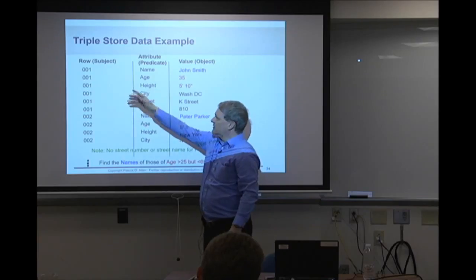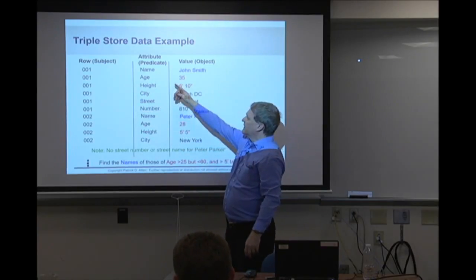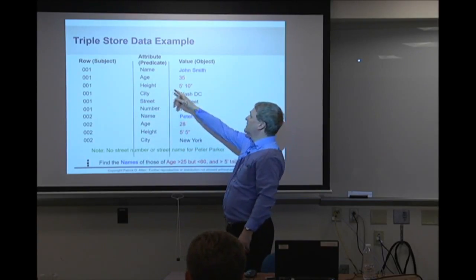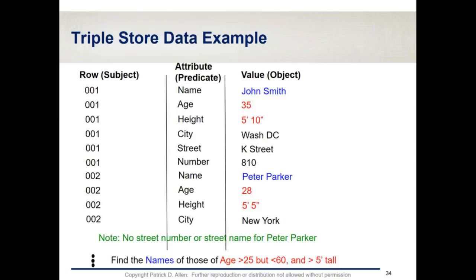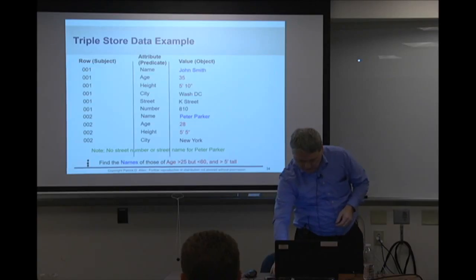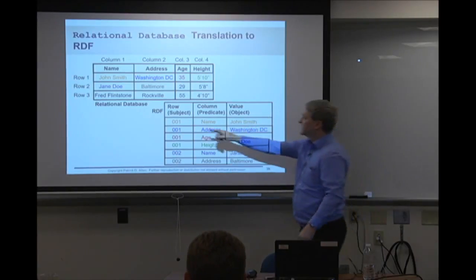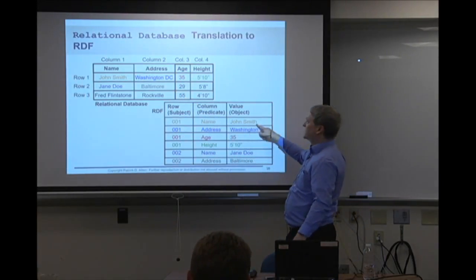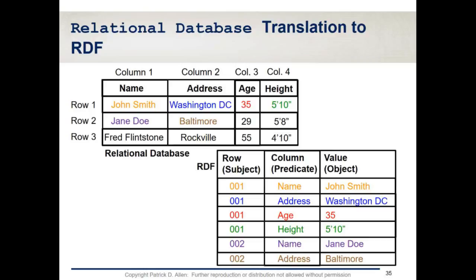And so your subject is your first data element, the name, remember, that was the first column, and that's the value. Okay? Then you have the age, that was the second column, and there's the value. And there's the third column, there's the value. So it's a relatively easy translation from any relational database into an RDF triple store format. And so here's the mapping. There's John Smith, Washington, D.C., et cetera.